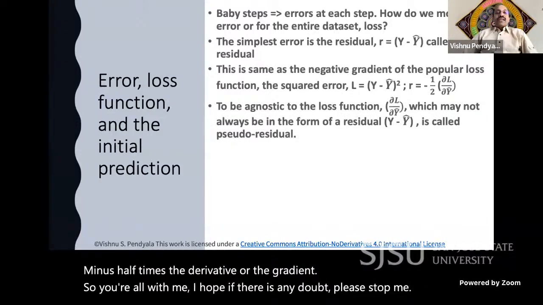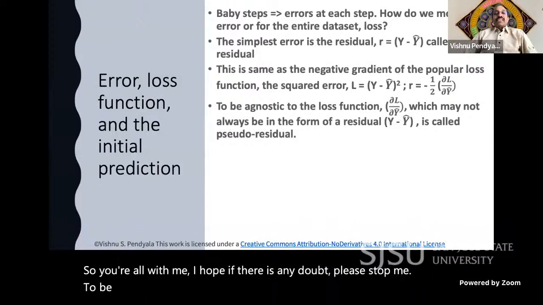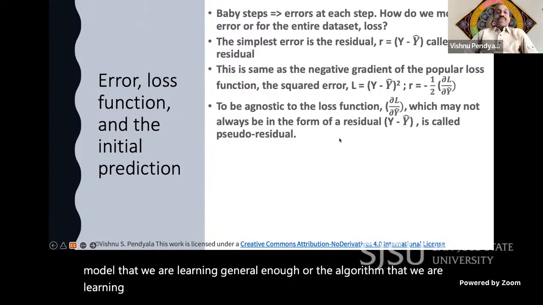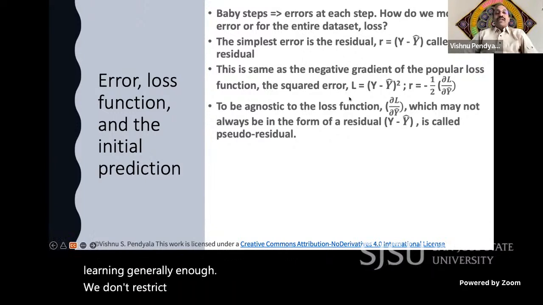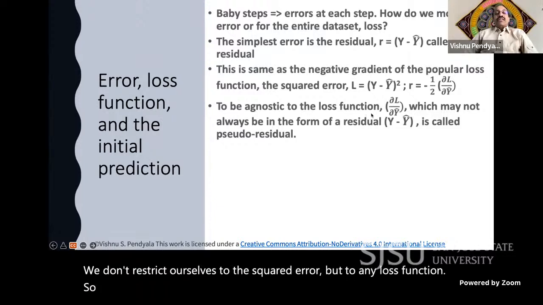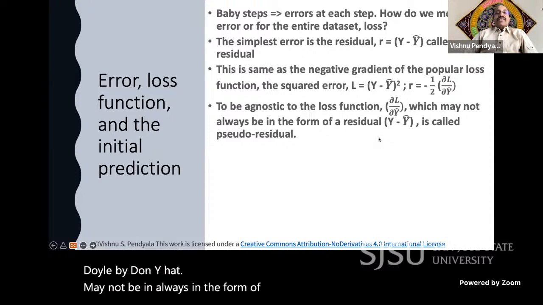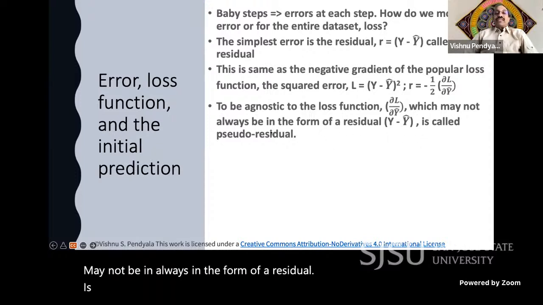So to be agnostic to the loss function, that means to make the model, or the algorithm that we are learning, general enough, we don't restrict ourselves to the squared error but to any loss function. So ∂L/∂ŷ may not always be in the form of a residual, and is called a pseudo residual. Why? Because it's not always in the form of a residual.